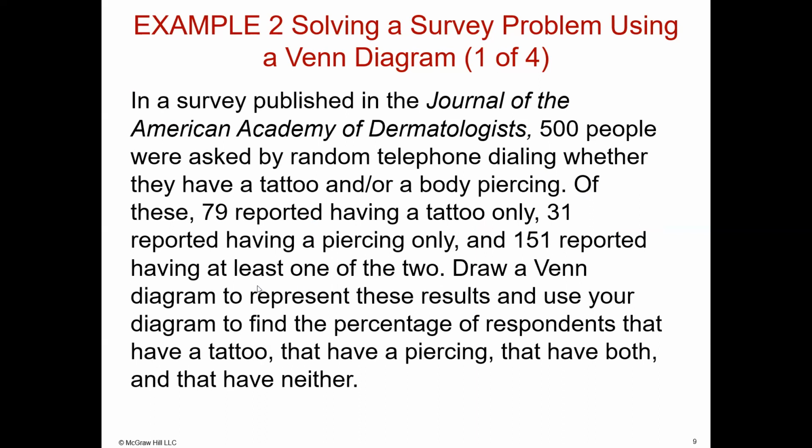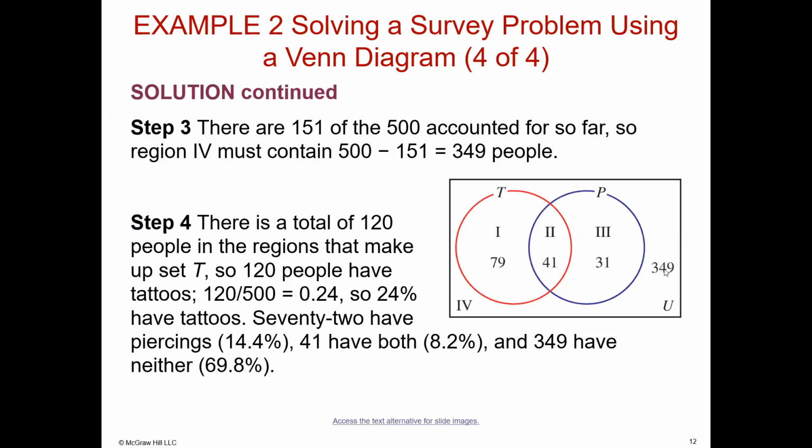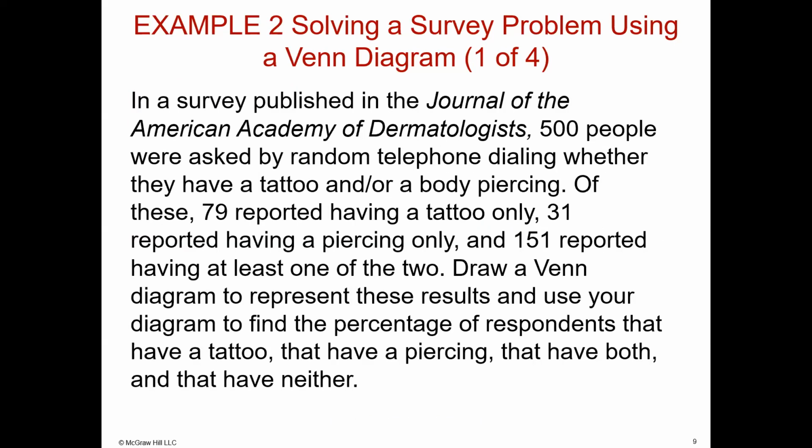At least one of the two. The negation of saying at least one of the two would be stating that what? They have none of them. They don't have any of them. That puts you outside of the circles, both circles. Does that make sense? And that's why they took 500 minus 151. And that populates region 4 then with how many people? 349. Okay. Do we understand that portion now?